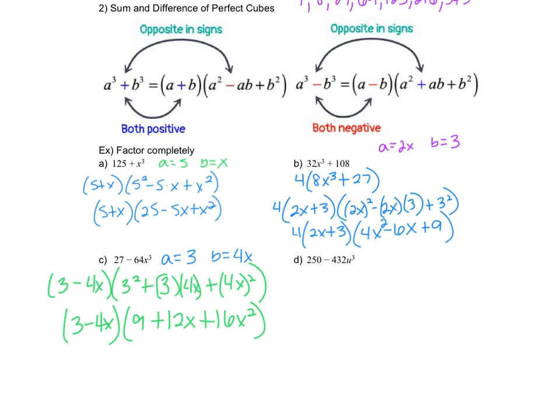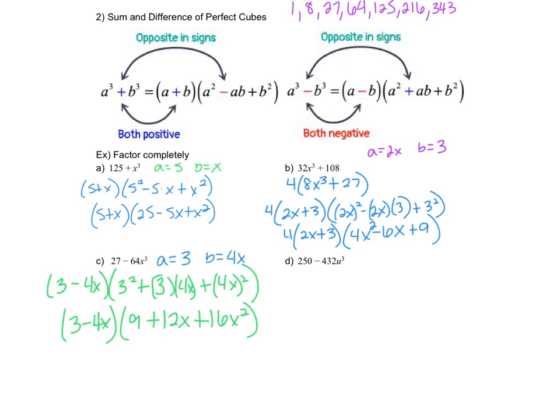Okay, this next one, 250 minus 432u to the third. If you notice, these are not perfect cubes. What do we do? Well, 250 looks like it can go to 125 real fast if you just divide it by 2, so let's try that. So this would be 125 minus, what would that be, 216? Hey, looky there, that's a perfect cube too. u to the third. So our a for this one will be 5, and our b will be 6u.